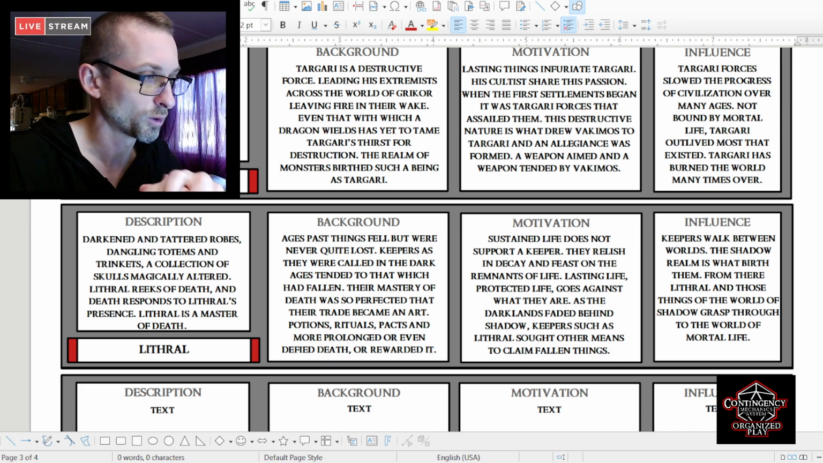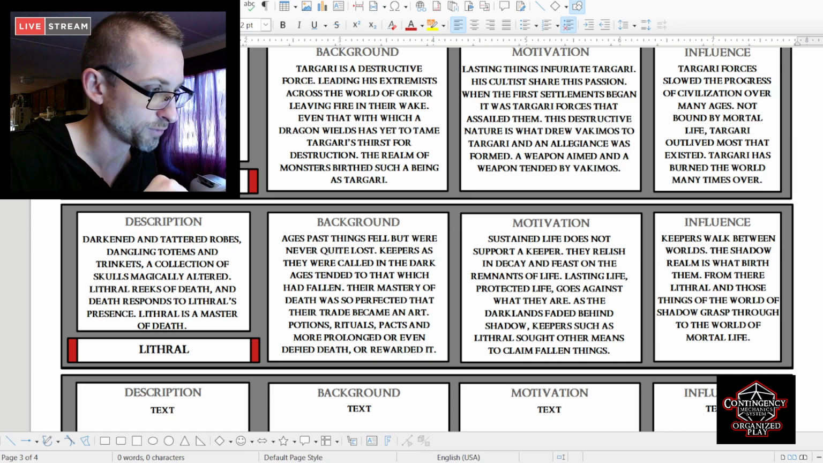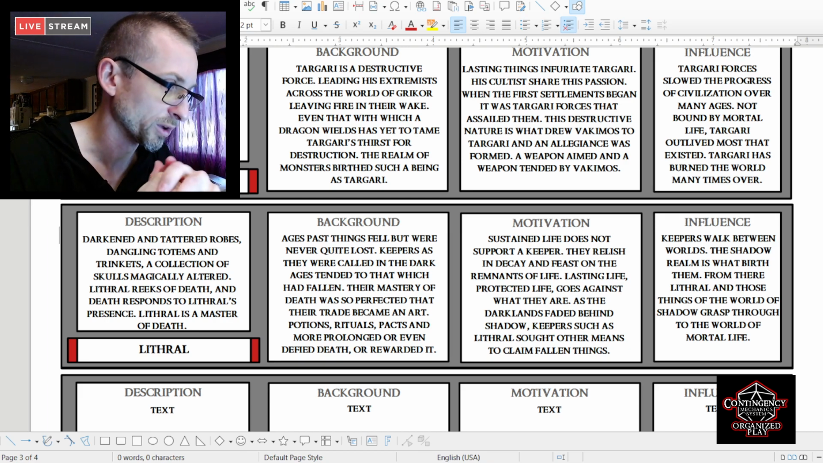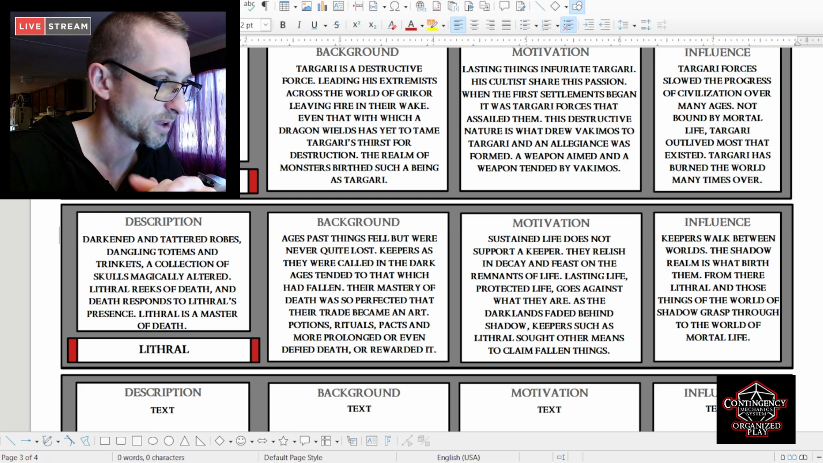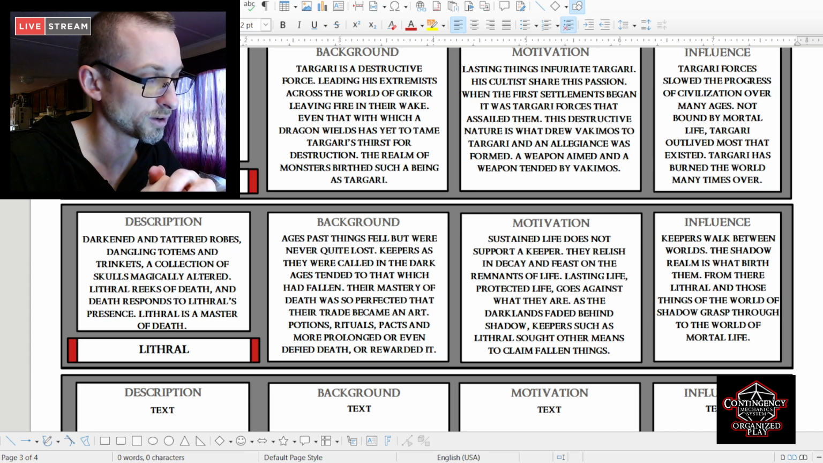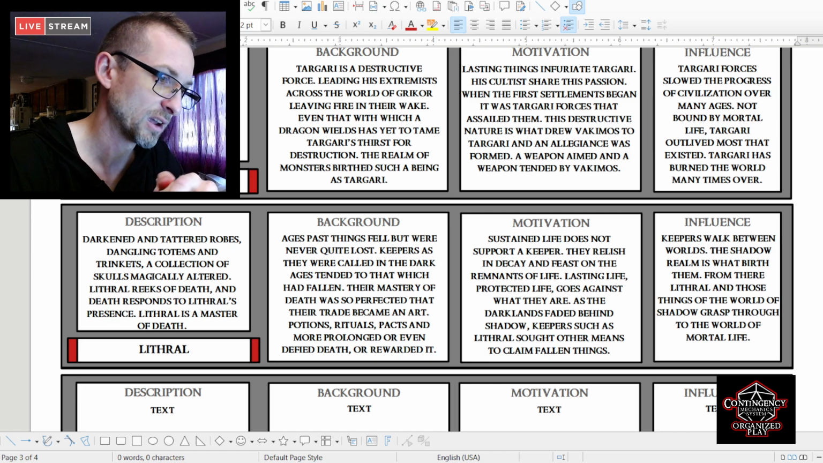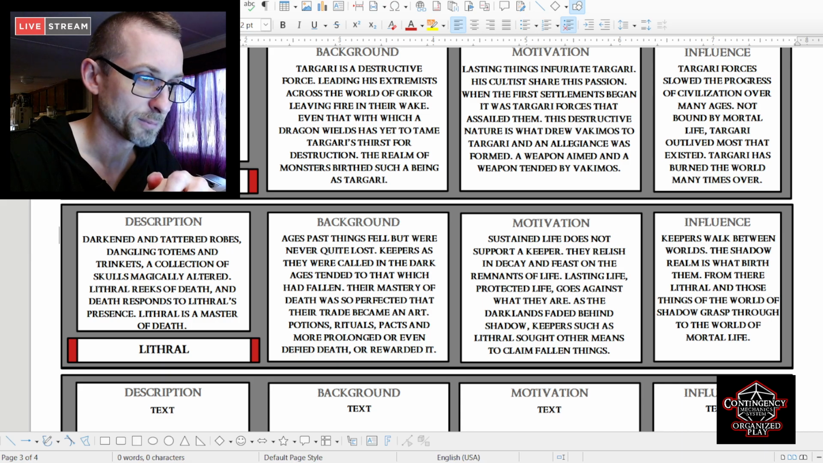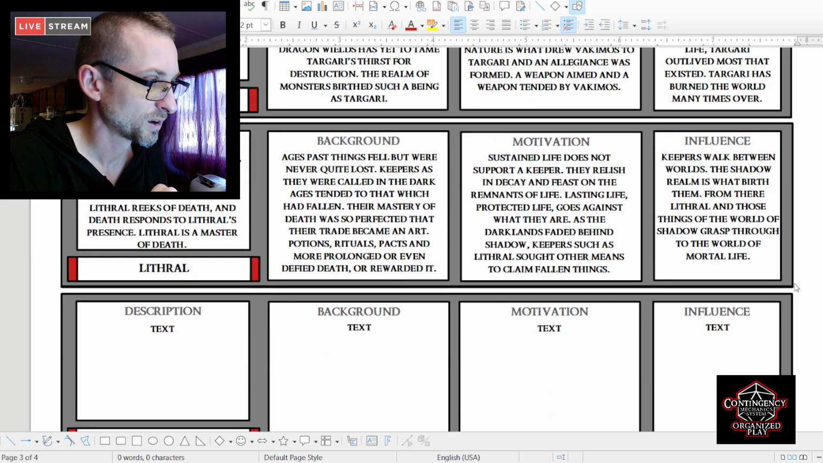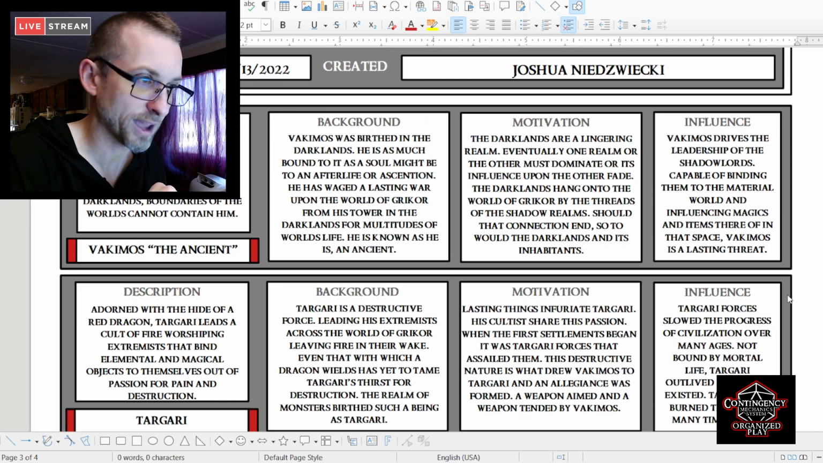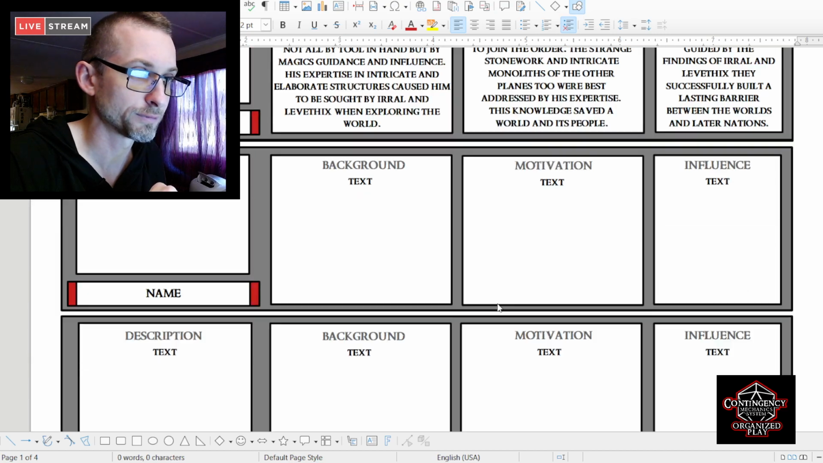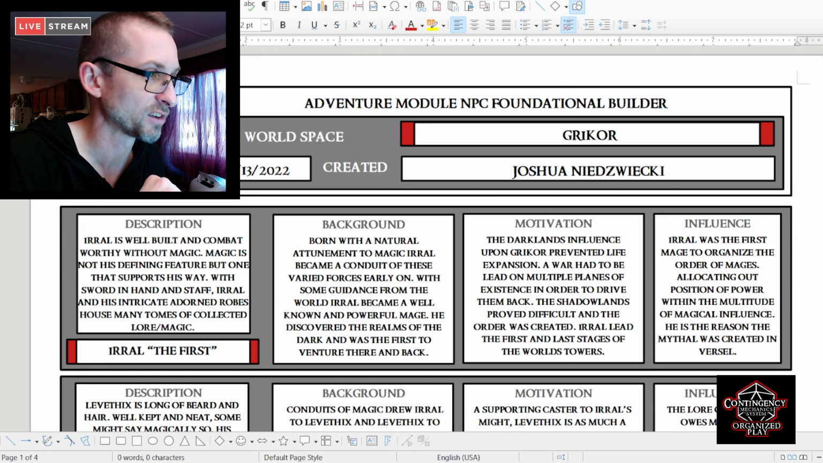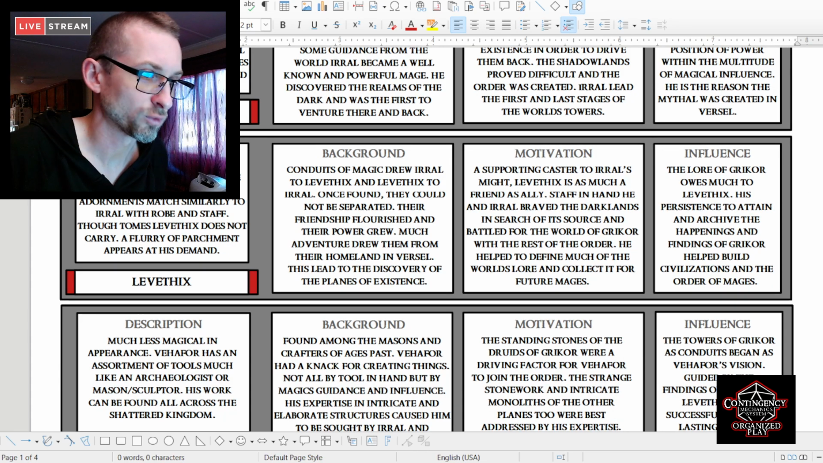And that same thing applies when we're dealing with this. We're trying to build foundationally, so we're doing a few things. So I said, keepers walk between worlds. The shadow realm is what birthed them. From there, Lithril and those things of the world of shadow grasp through to the world of mortal life. That's how the influence happens. Lithril is in that plane, and that is where they exist. Sustained by the fall of life, basically. So those are the ones we have and know based off of what we have designed thus far in the module or modules.